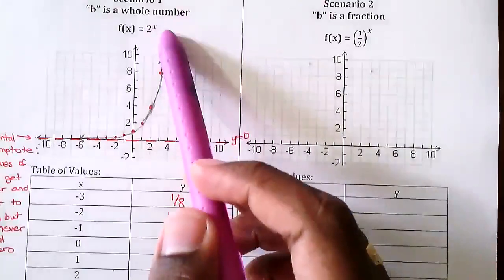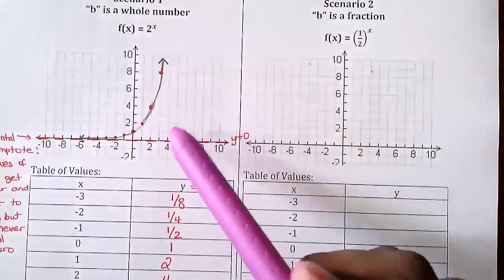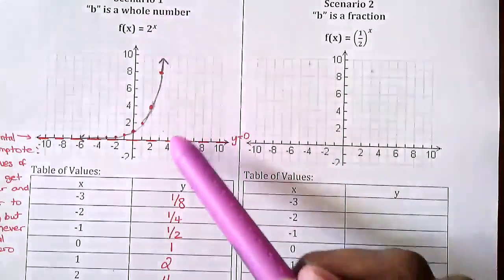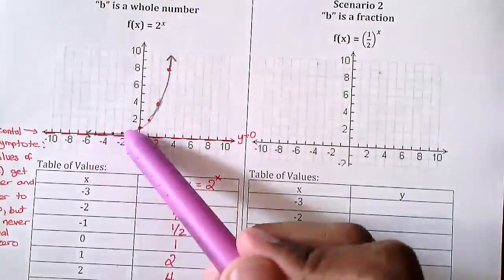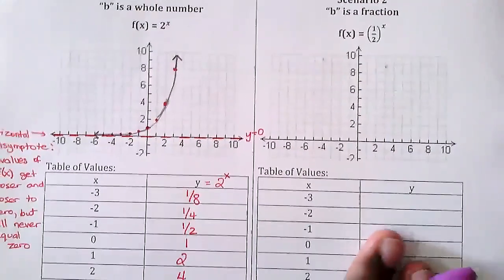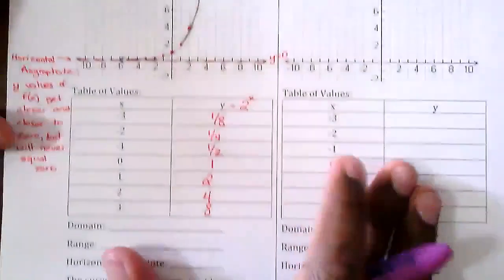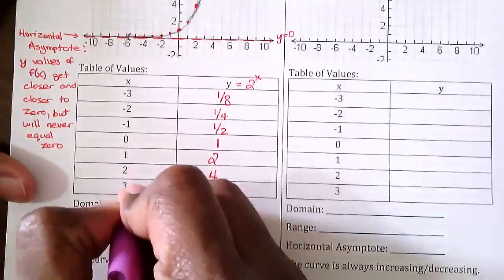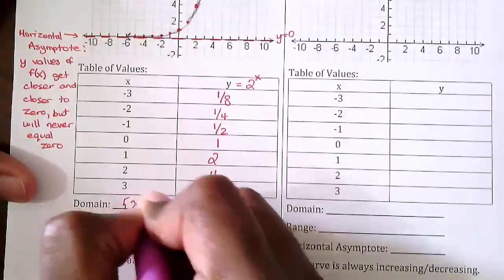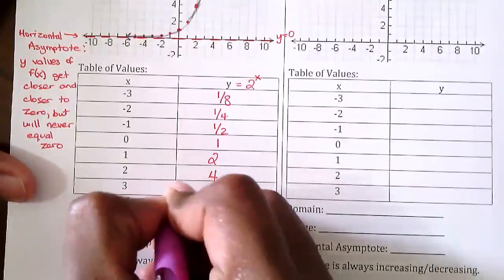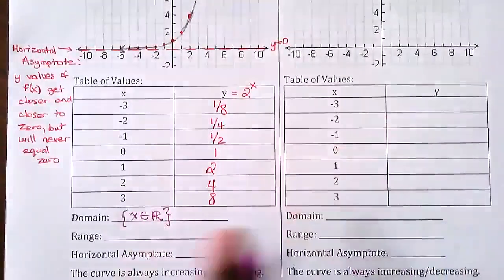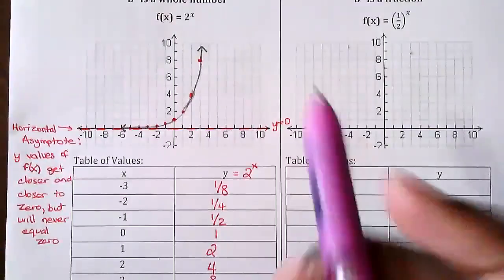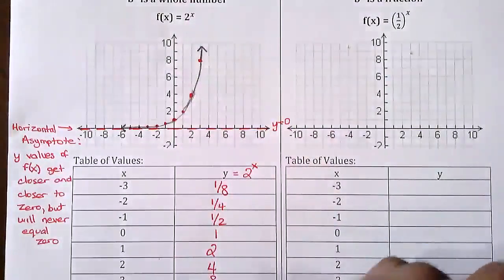So the domain, if we take a look here, there's no restriction as to what x value I can put here. This function continues this way, which means x can be any value this way. It also continues this way, so x can be any value this way, which means that the domain is x belongs to the real numbers. If we take a look at the range, remember that's what y values you can have.